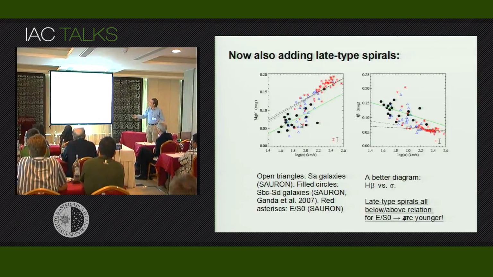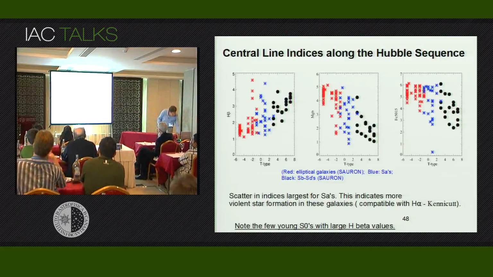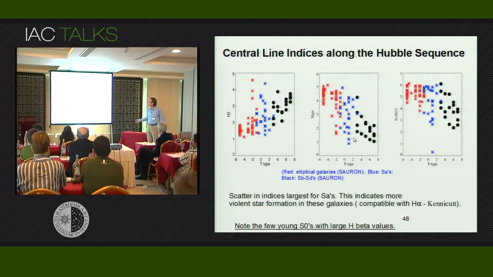If you then add even later spirals, that is the sample of Ganda et al., these are the black points, a sample of SB to SDs. They go even lower, and out here they go above, and this way you fill the diagram with basically a representative sample of all bright galaxies. And of course, they're even more dominated by young populations. But fitting SSPs to those populations doesn't really make much sense. I mean, it's obvious what you get.